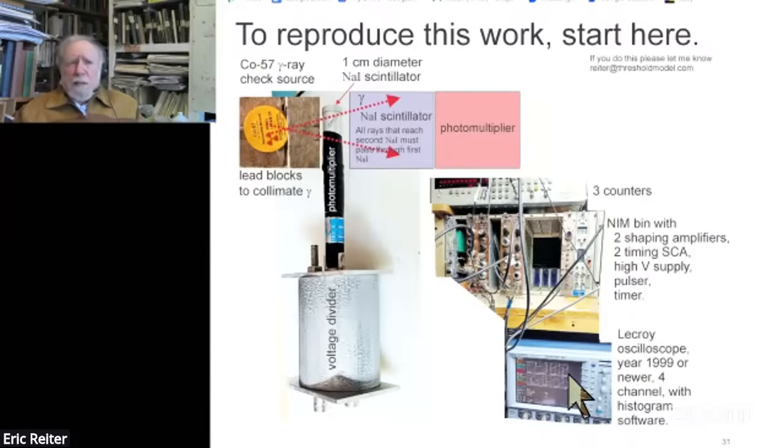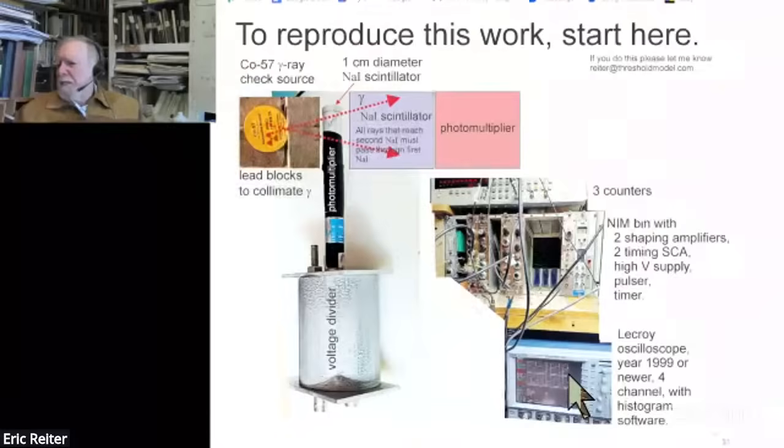And the LaCroix scope has to have the histogram software built in. And if it doesn't, you have to pay $1,000 to unlock it. Yeah, and that's what I've done. And so I give some idea about the cost of the parts. It's only LaCroix oscilloscope? Or?